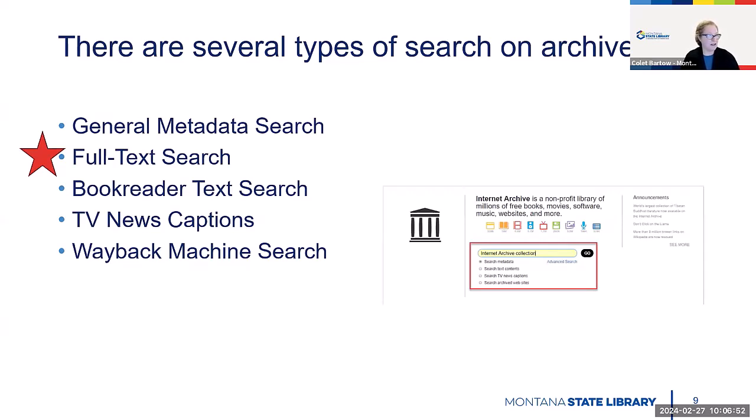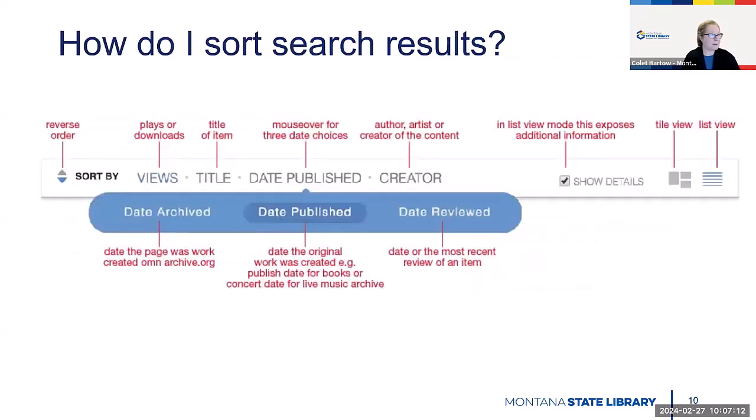And then certainly, for other types of questions that you might have, you might look at the Wayback Machine, which is all about websites and website archive, the TV news captions that Jim talked about last time, or book reader text search. But I recommend starting with a full text search based on the research question that you have.